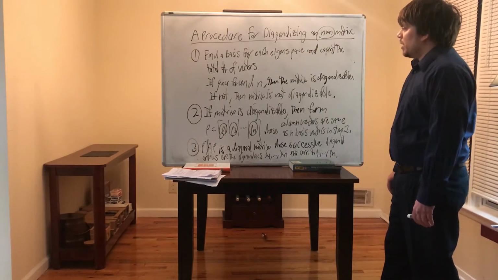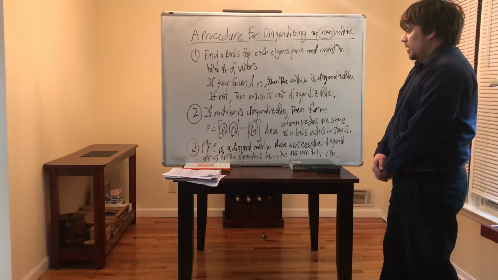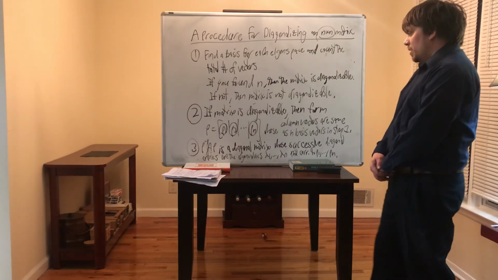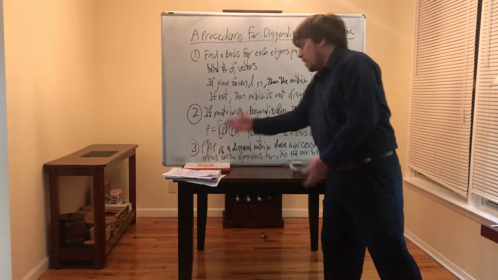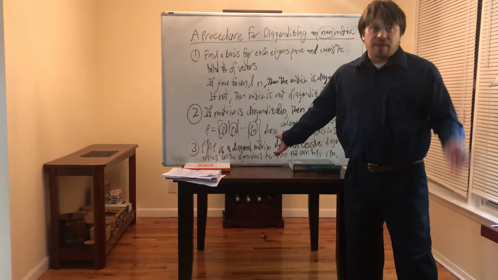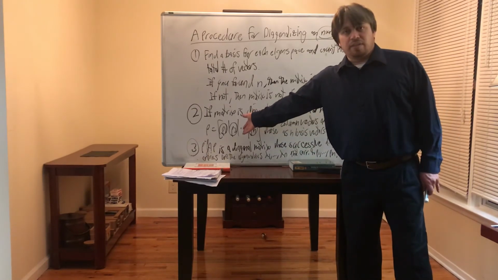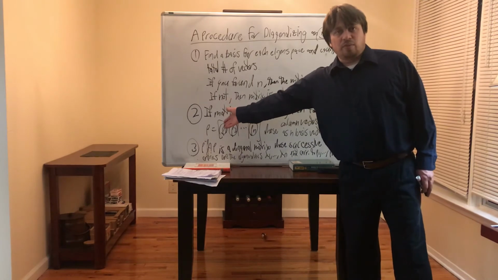So this is a procedure for diagonalizing an n by n matrix. The last step is that with that P, you get P inverse AP, and you get the diagonal matrix with those eigenvalues on the main diagonal, in the order that you chose from the order of the P's in the column vectors that form the matrix P.